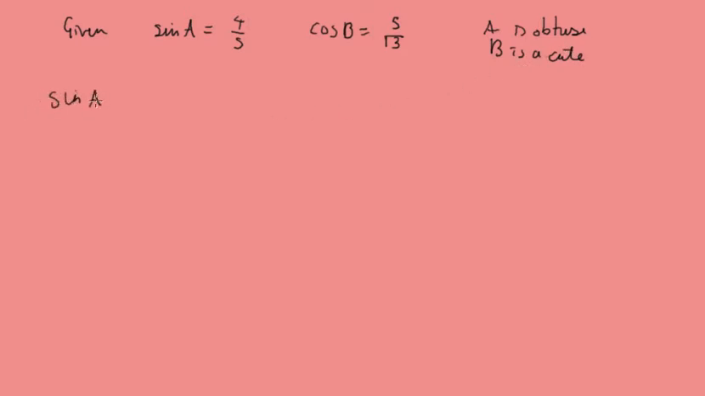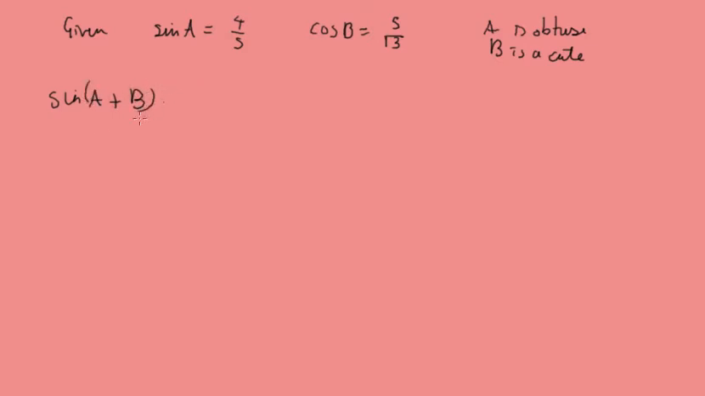Now, we're given that the sine of A equals 4/5, and the cosine of B is equal to 5/13, where A is obtuse and B is acute. We want to find the value of sine A plus B.